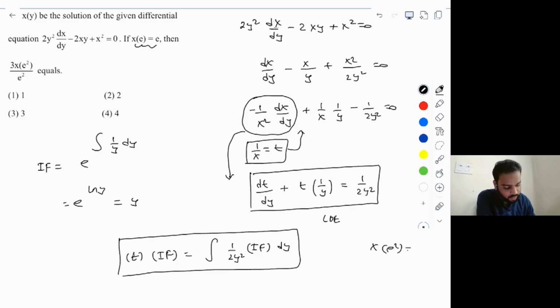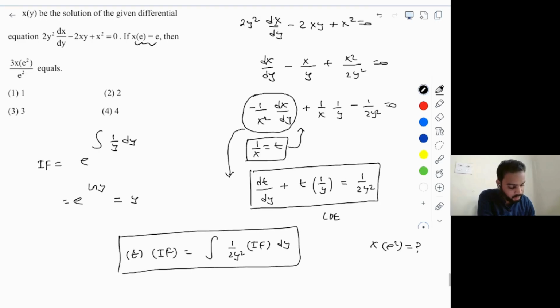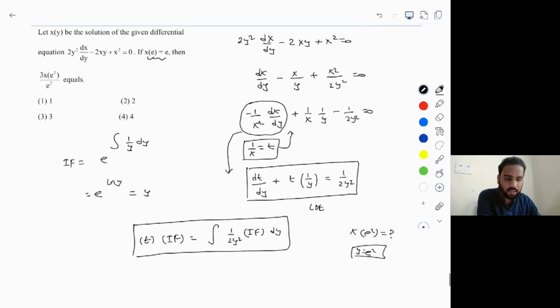But what is the meaning of x of e square here? The value of x when y is equal to e square, because this is a function in terms of x in terms of y here. So we have to find out the value of x when y is equal to e square. So put y equal to e square here, find the x value, substitute and verify. Since it is an easy process which is very well known to you, I'm leaving the calculation part to you, so try to solve the remaining part.